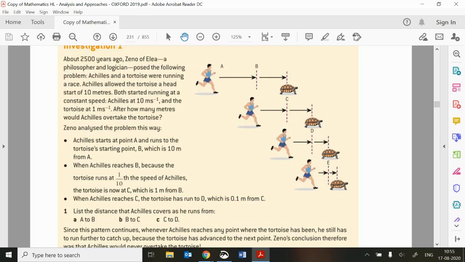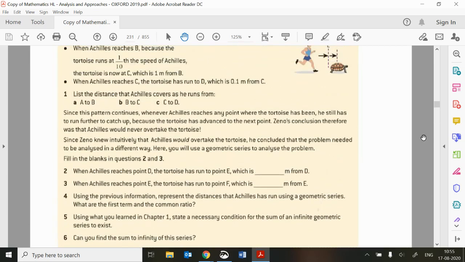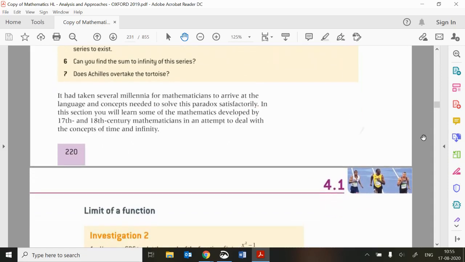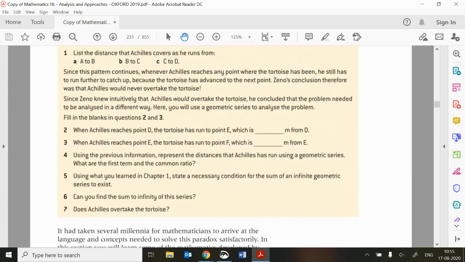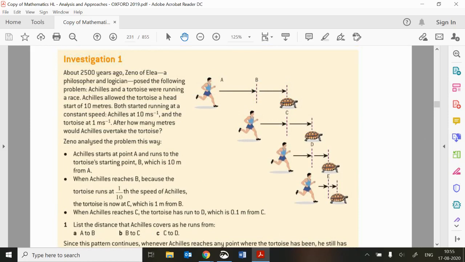Okay, now that's a paradox because, of course, you're thinking, well, in real time, obviously, if he's running faster, at some stage he's going to pass the tortoise. Okay, now that all sounds quite obvious, but you can set up the mathematics in both ways. And I think they say somewhere here, and they take you through this investigation, which is quite nice. And it says here, it has taken several millennia for mathematicians to arrive at the language and concepts needed to solve this paradox satisfactorily. So, I mean, it's not good enough to say in mathematics, well, it's obvious that it's going to pass him at some point.